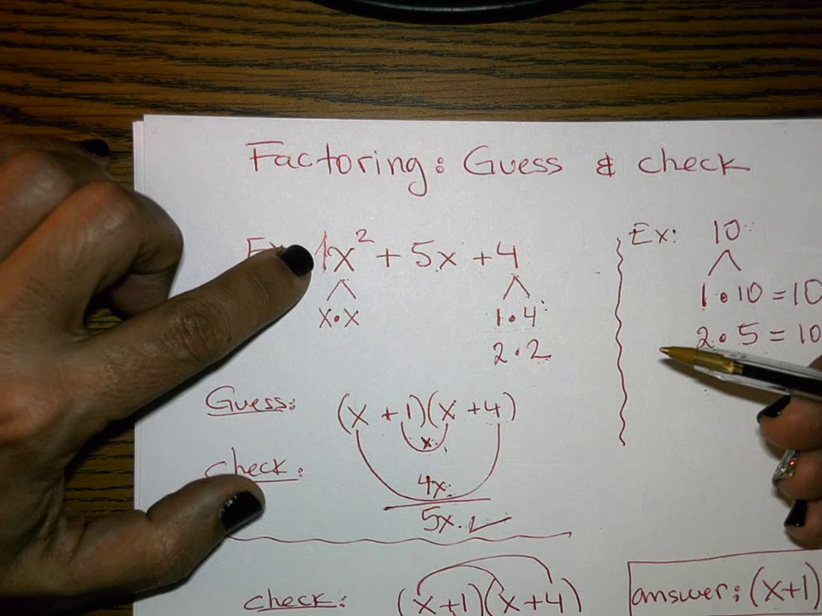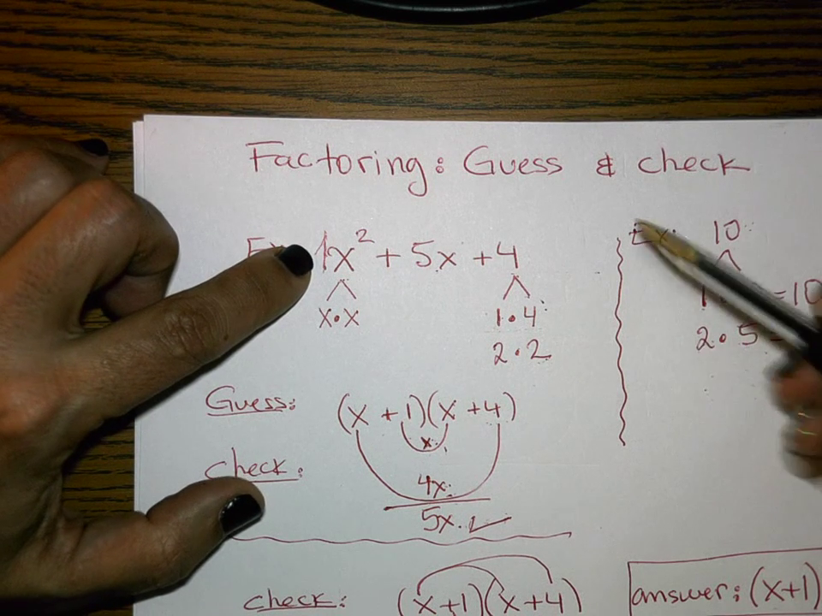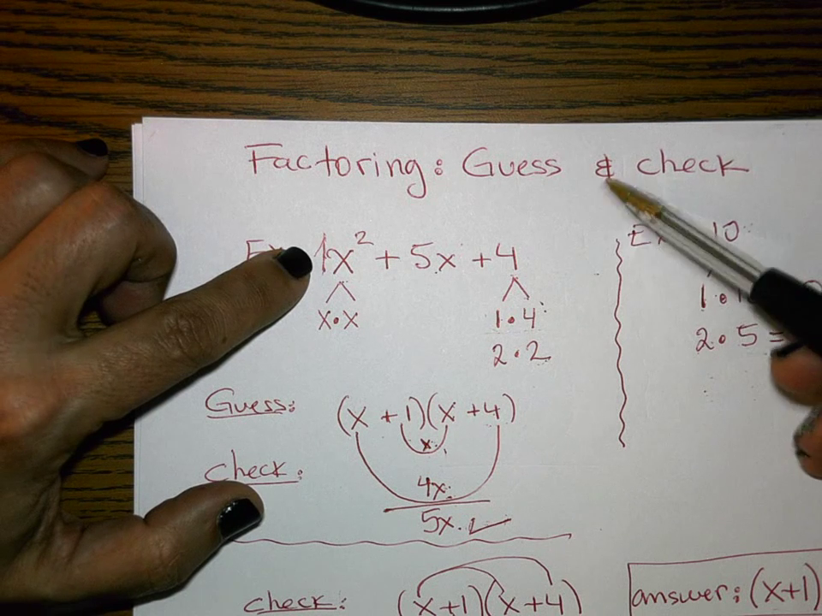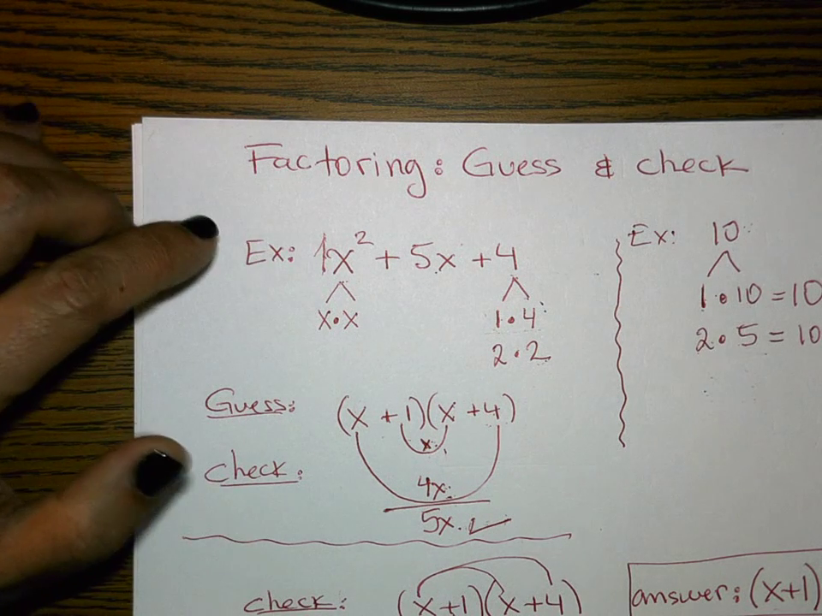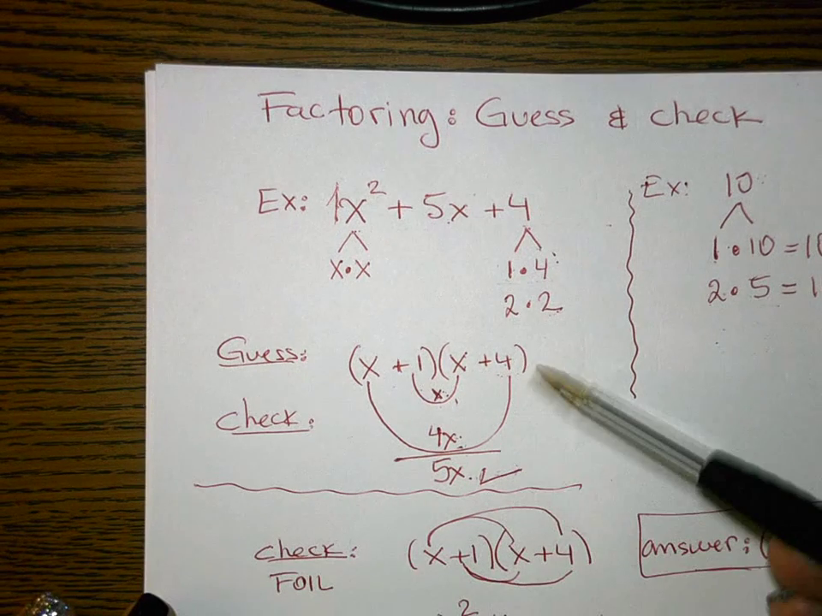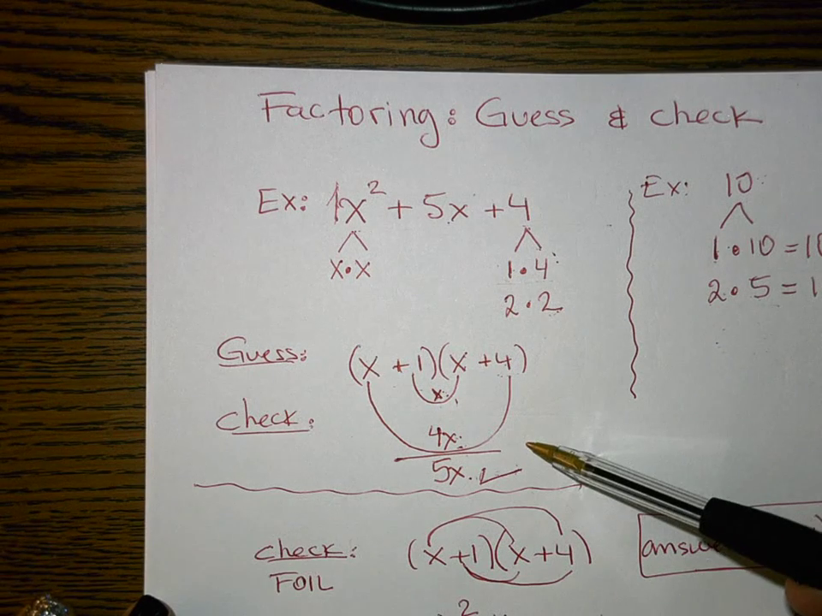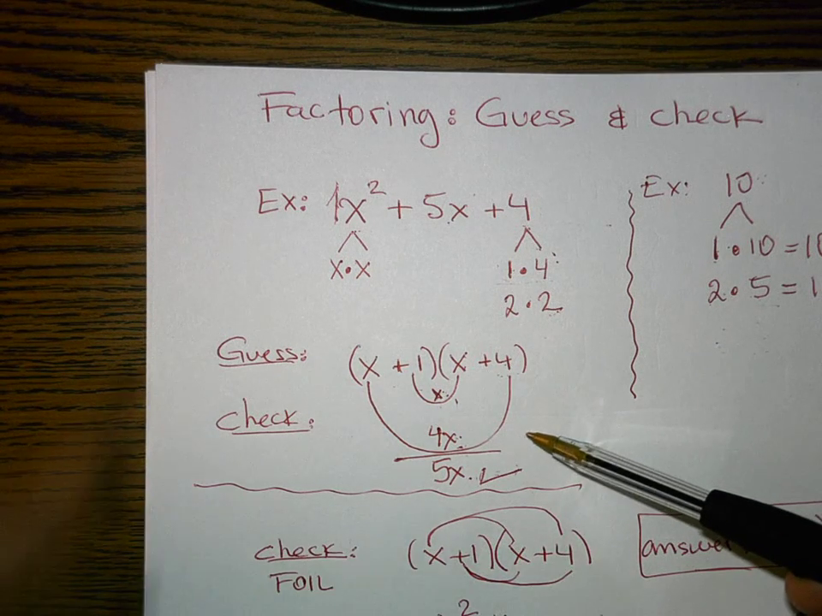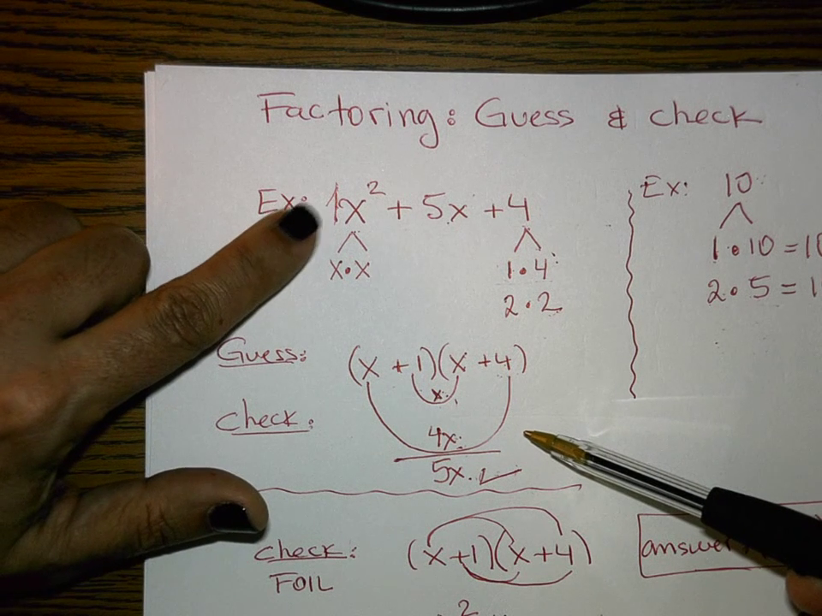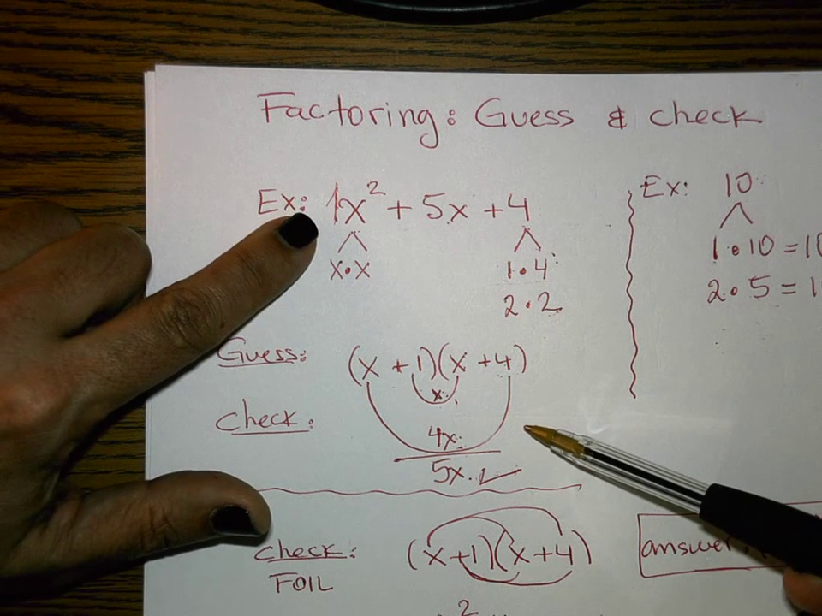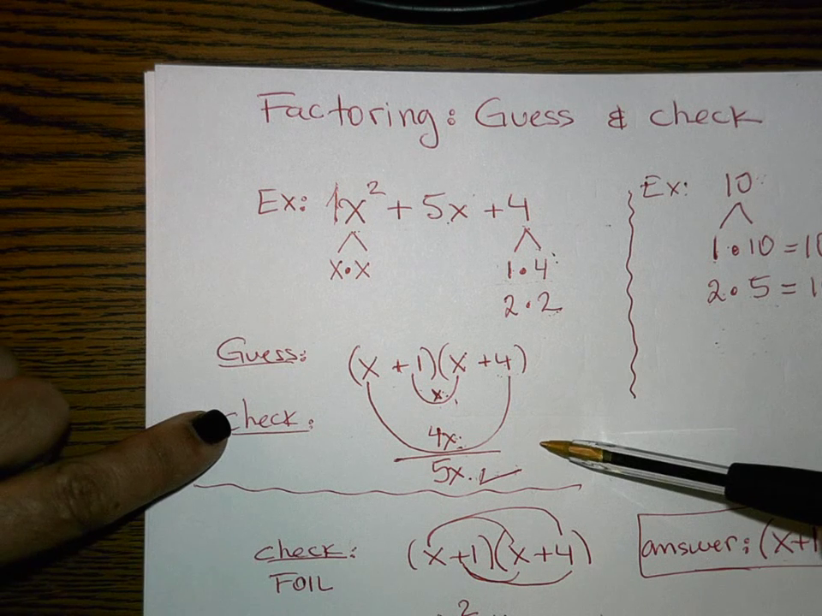I want to do another problem, still using the guess and check method, where the leading coefficient is not a 1, so it's a little bit more challenging, but you will see that the guess and check method works exactly the same. It doesn't matter what your leading coefficient is. If it is a 1, a 2, a 3, it really doesn't matter. The guess and check method works.